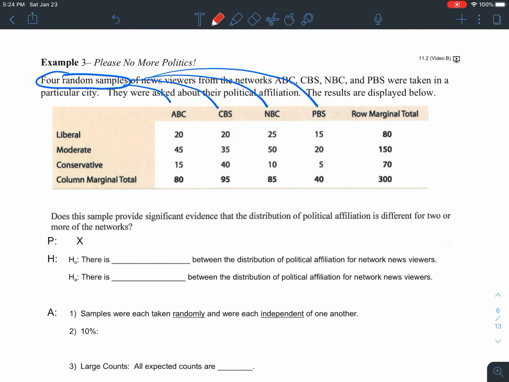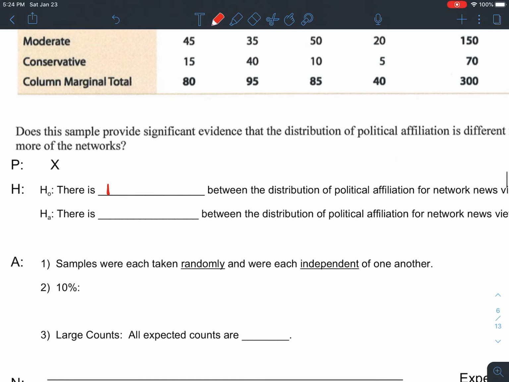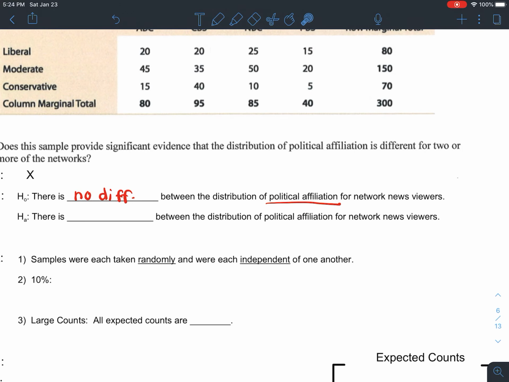Obviously, you would be recording all of this information that I have pre-typed here for this PHANTOM acronym. But I think the key is trying to make sure that we're studying and memorizing how these hypotheses differ from one chi-square test to another. If we're talking about the chi-square test for homogeneity, remember homo means same, we want our null hypothesis to say that there is no difference between the distribution of, here's our categorical variable, political affiliation, for these populations, the network news viewers, versus there is a difference between the distribution of political affiliation for network news viewers here.